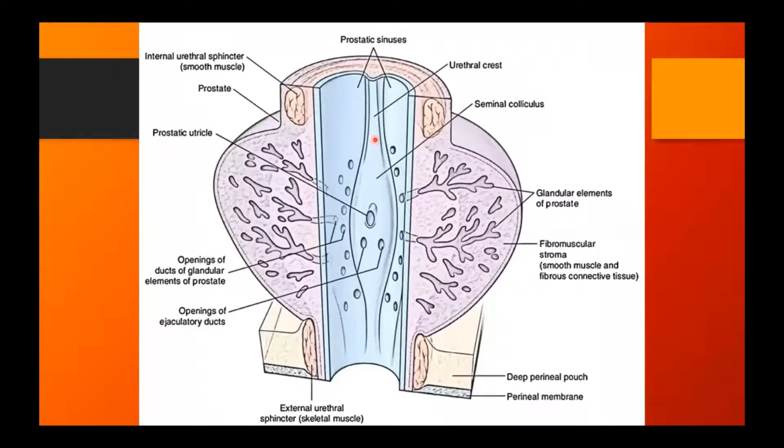This one is the urethral crest, and this urethral crest is again elevated in the middle part, which is called the prostatic colliculus seminalis. In the colliculus seminalis, we have three openings. The middle slit-like opening is for the prostatic utricle, and two other openings on either side are for the ejaculatory ducts. And on the side of the urethral crest, we have small openings of the prostatic glands.